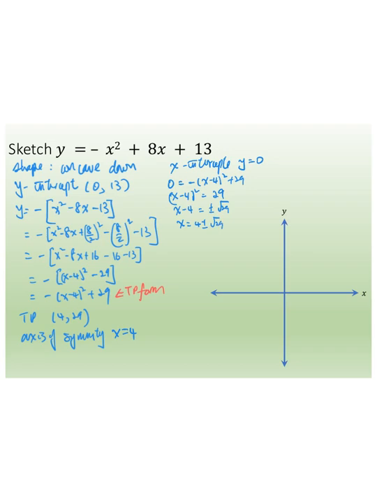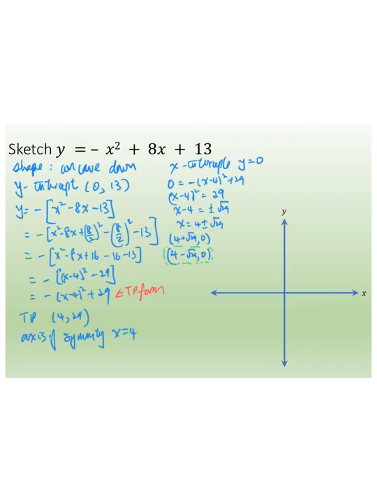So therefore, you know that the two points are (4 plus square root of 29, 0) and (4 minus square root of 29, 0). Again, you know that minus square root of 29 is bigger than minus 4. Therefore, you can see that this point here is on the negative x-axis.